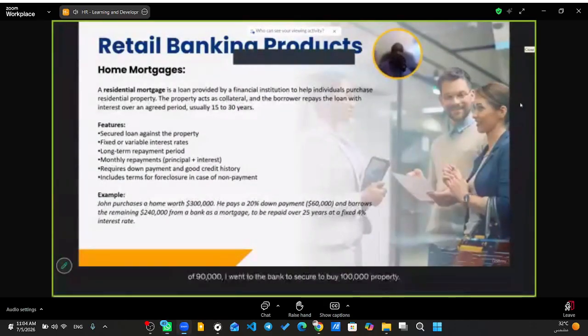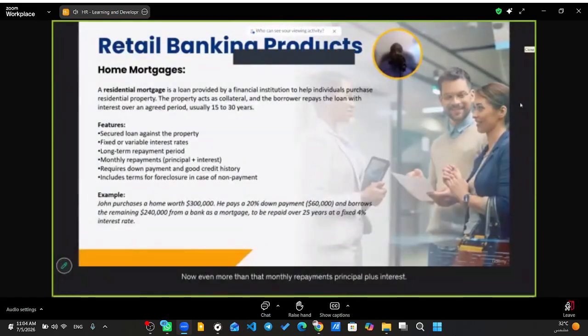If we carry on with the example, $90,000, I went to the bank to secure to buy a $100,000 property. There's an interest rate because that's their income. It can be fixed. It can say pay this over the next 3 to 5 years or 10 years or 1 year, whatever the duration is. It can be fixed or it can be variable depending on what the banking regulators are doing. Long-term repayment period, like we discussed, can be up to 10, 15, 20, 30, now even more than that.